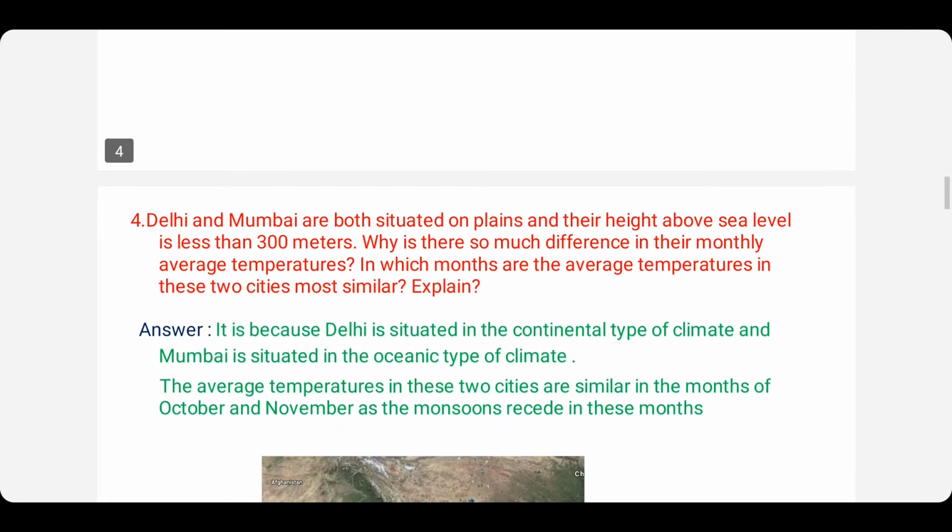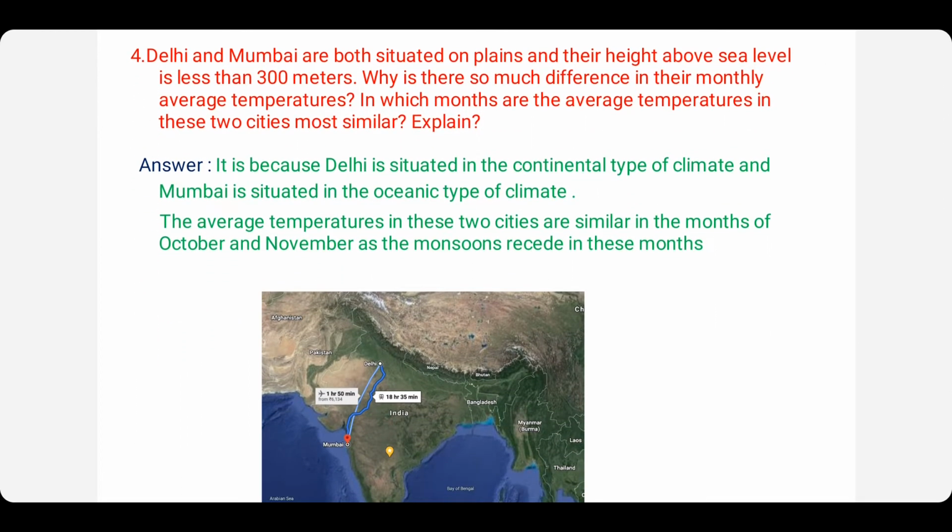On to the next question. Delhi and Mumbai are both situated on plains and their height above sea level is less than 300 meters. Why is there so much difference in their monthly average temperatures? In which months are the average temperatures in these two cities most similar? Explain. Now, firstly, we have to give the reason why there is so much difference in their monthly average temperature.